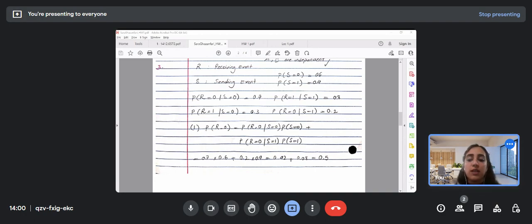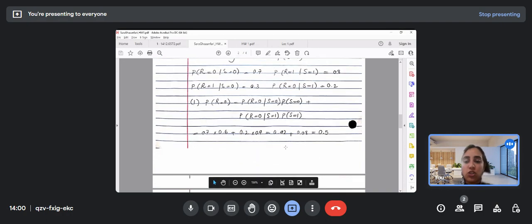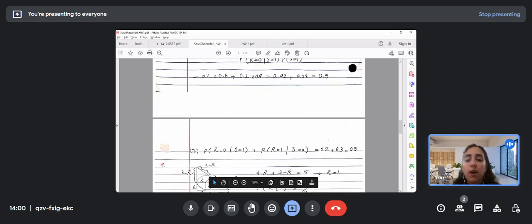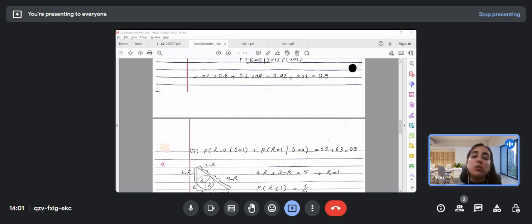Let's go to the second part of this question. In the second part, we are asked for the probability of error. What is the meaning of error? Error means that you are receiving a zero signal, but you had sent the one signal. And we can have the other side, the probability of receiving a one signal, but you have sent the zero signal. So we can sum these two parts and we can get the probability of error.